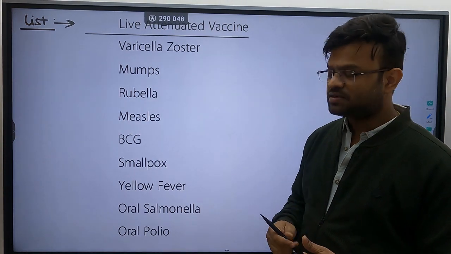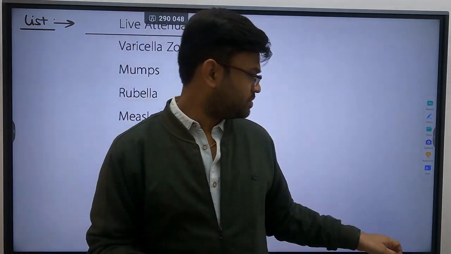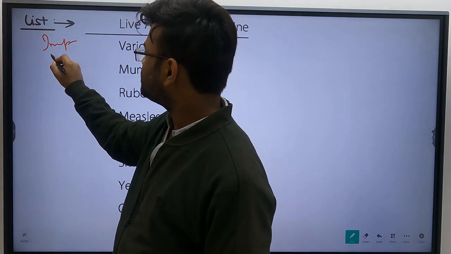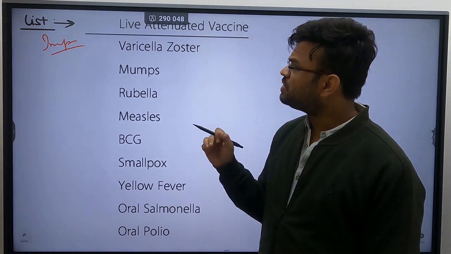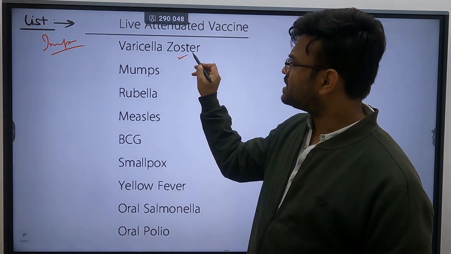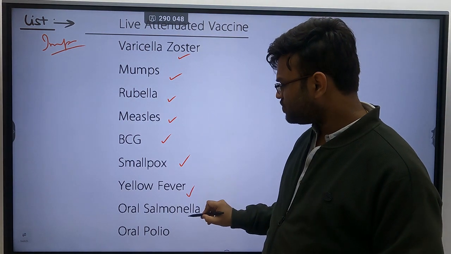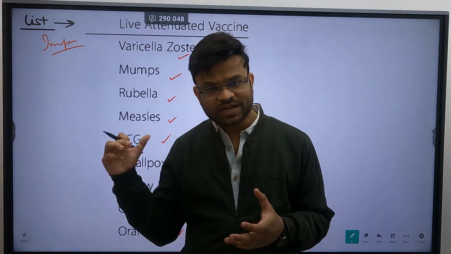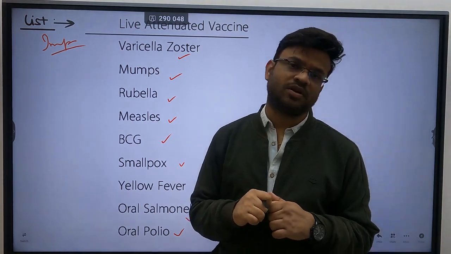Let us move on to the next slide. This is the most important slide that you should be aware of, because in the GATE, CSIR or DBT examinations, most of these questions are asked. You should know the examples of live attenuated vaccines. For example, varicella zoster, mumps, rubella, measles, BCG, smallpox, yellow fever, oral salmonella, and oral polio vaccine. These are the vaccines that have been made out of this concept. You should remember the names because this is very, very important.